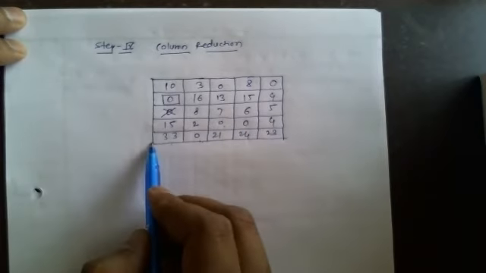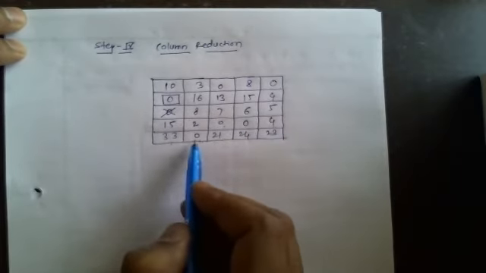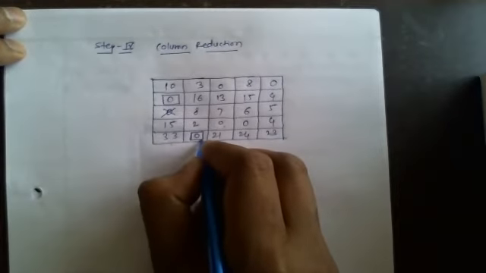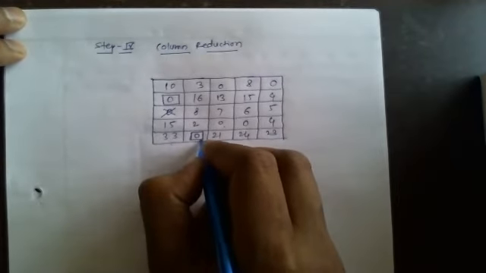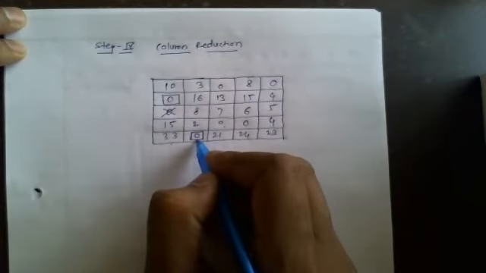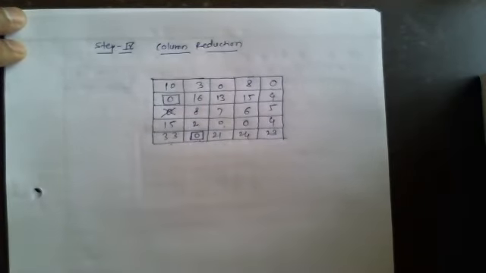I will go for the fourth row. Find the single 0. Yes, I am having single 0. Then I will assign this 0 like this. And if there are any other 0 present in that column, then we have to mark the cross. Okay, but here no 0 is present. That's it. So row wise procedure completed.